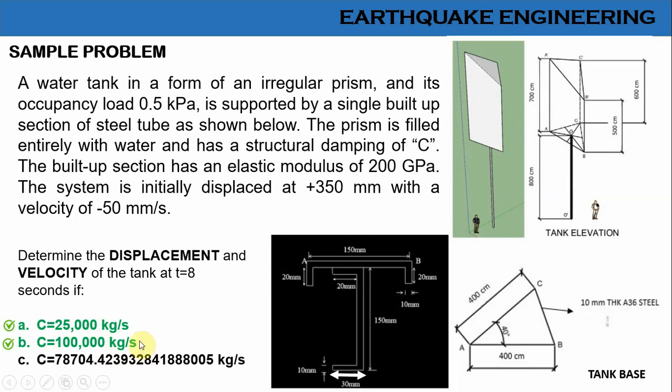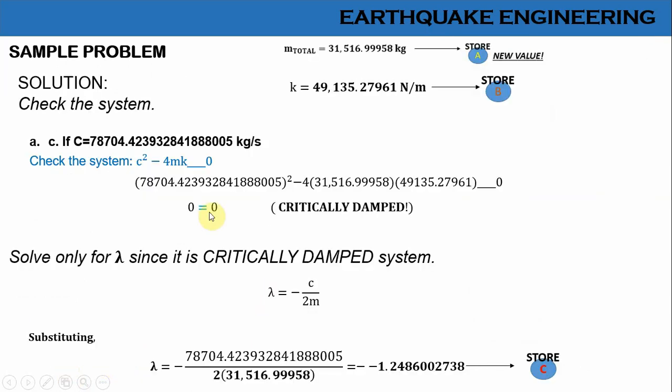Now, for letter C, 78,704.4239 etc. kilogram per second. Again, we need to check the system. Balik-balik ka siya, no? So, mu-substitute na siya. Imo dayon na siya i-substitute full, ha? Ano man is b squared minus 4mk. Then, upon solving, 0 na siya, dapat. Or, yeah, 0 ang magawas sa imong cycle. So, it's critically damped. Okay, critically damped na siya.